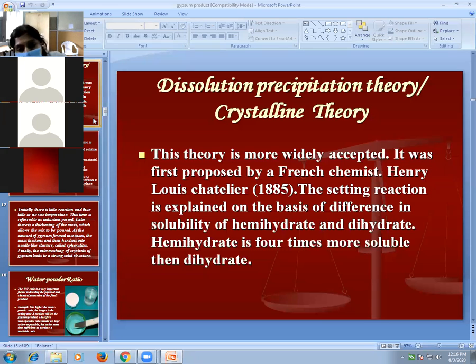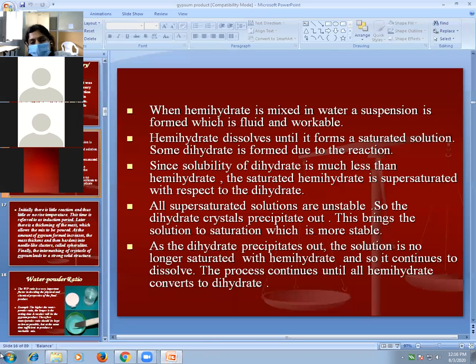Sorry, we will see the crystalline theory again. We have seen up to this. After that, when the hemihydrate is mixed into the water, a suspension is formed which is fluid and workable. Hemihydrate dissolves until it forms a saturated solution. We have seen that hemihydrate is more soluble than dihydrate crystals, so obviously the dissolution of hemihydrate in water is faster than that of the dihydrate crystals. So it forms a saturated solution compared to that of the dihydrate formed due to the reaction.